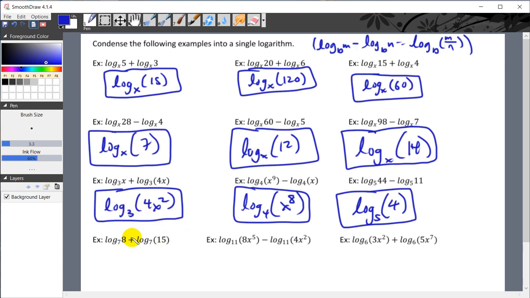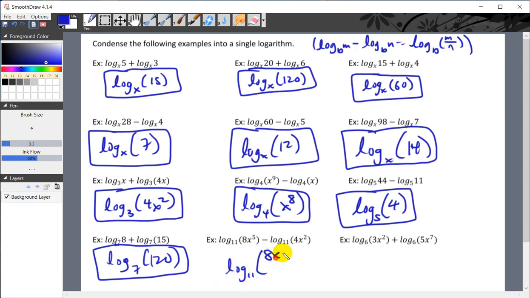Okay, this one, addition implies we're going to multiply. So this is log base 7 of 8 times 15. 8 times 15 is 120. Okay, this one, log base 11 of 8x raised to the 5th divided by 4x squared. If you do this out, 8 divided by 4 is 2, and x raised to the 5th divided by x squared is going to be 2x cubed. So this whole thing becomes 2x cubed.